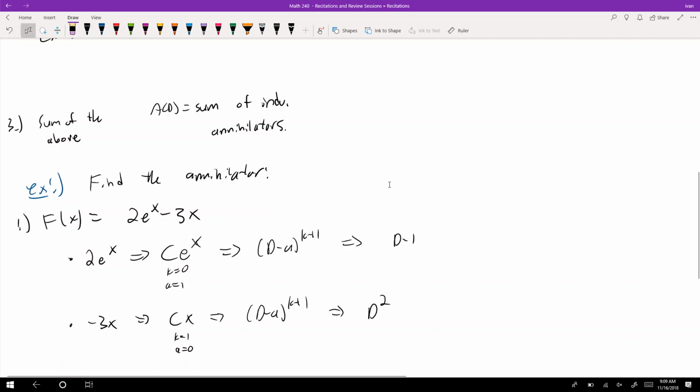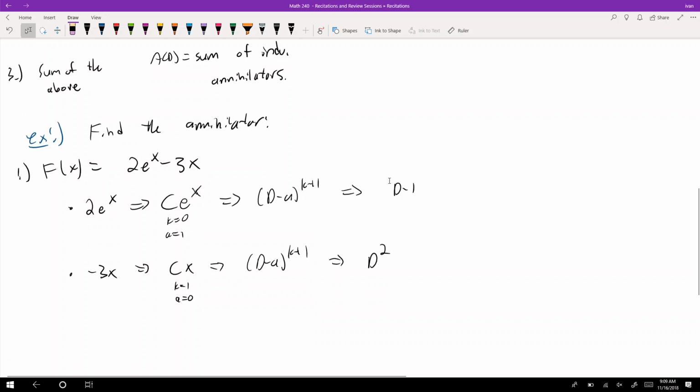And then since this is a sum of terms, we want to sum the individual annihilators, or, ooh, I said sum. This is product. My bad. Product of the individual annihilators. And so we'll get a of d is equal to d squared times d minus 1 as the solution.